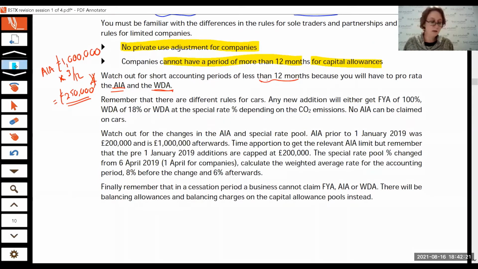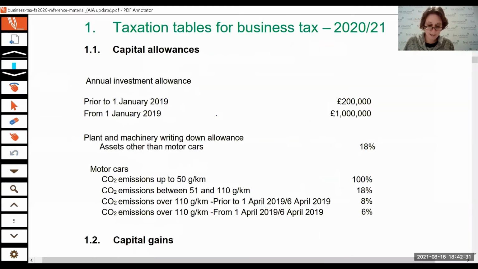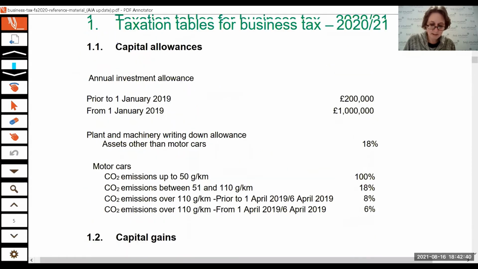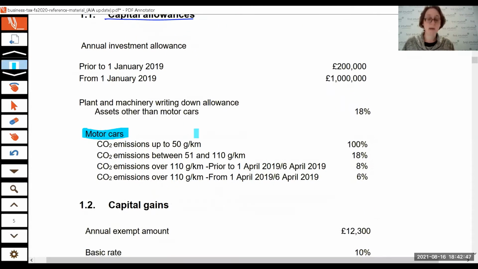That's an important part. And in our reference material, let me just see if I can go there now. Remember, this comes through pop-up windows in your assessment, and there is lots of it. But in the very first pages of the reference material, in the tax tables, there is a section about capital allowances, and in particular, about motor cars. And there it tells us what we do depending on the emissions. So if our car has low emissions, and this is what the government is trying to incentivise, that we buy cars that are electric or with low emissions.